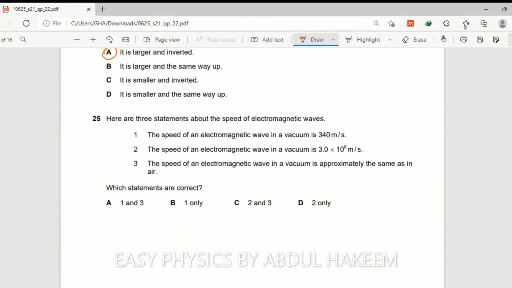Next, there are 3 statements about the speed of electromagnetic waves. Number 1, the speed of the electromagnetic wave in a vacuum is 340. No. The speed of the electromagnetic wave in a vacuum is 3 × 10⁸. This is correct. The speed of the electromagnetic wave in a vacuum is approximately the same in air. Yes, in vacuum and air, almost the same. So 2 and 3 are correct. Which statements are correct? 2 and 3. So the option is C.